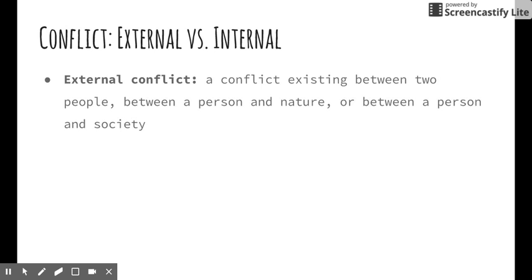The first one is external conflict. So that is a conflict existing between 2 people, or between a person and nature, or between a person and society. So thinking of it as external, meaning it's happening outside of the person, that person or that character is in conflict with someone else or something else. For example, Oedipus is in conflict, sorry for the typo there, he is in conflict with his fate from the prophecy. So in this case, that would be an example of an external conflict where he is conflicted because of this prophecy.